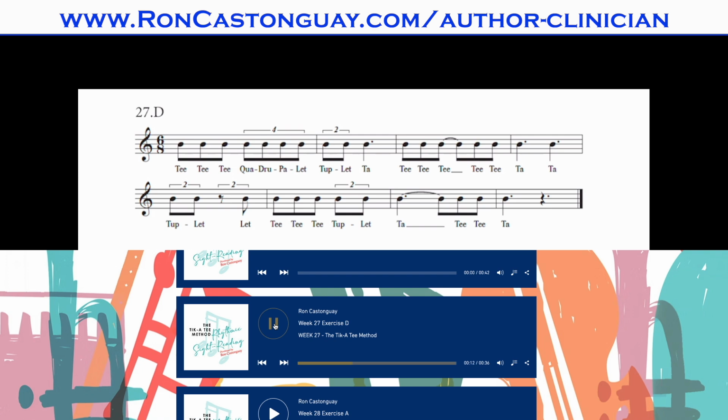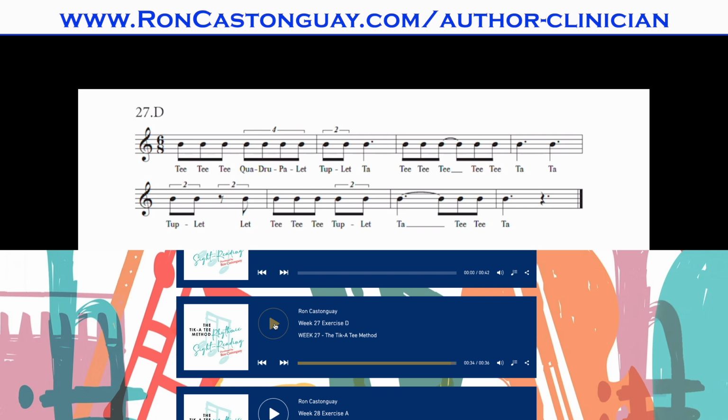One, 2, ready, and ta, ta, ta, quadruplet, tuplet, ta, ta, ta, ta, ta, ta, ta, ta, tuplet, let, ta, ta, ta, tuplet, ta, ta, ta, ta.